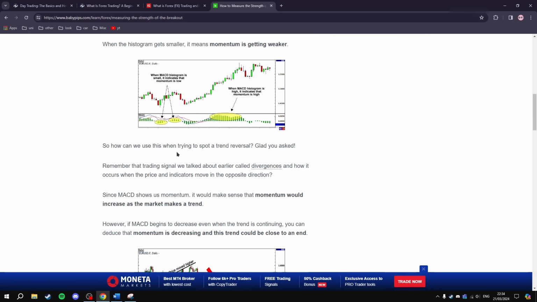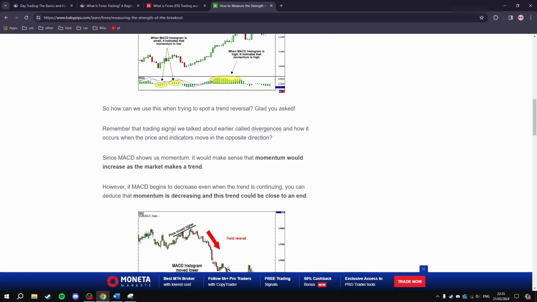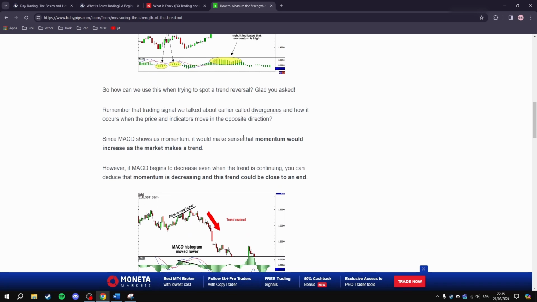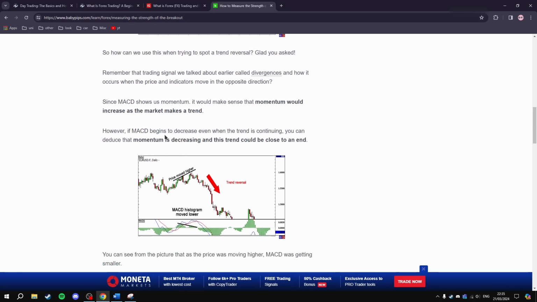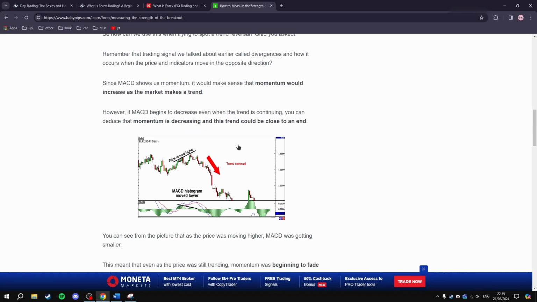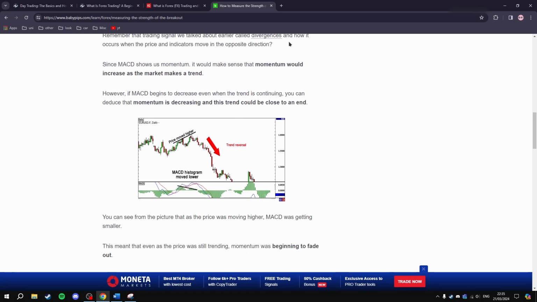So how can we use this when trying to spot a trend reversal? Glad you asked. Remember that trading signal we talked about earlier called divergence, and how it occurs when the price and indicators move in the opposite direction? Yep. Since the MACD shows us momentum, it would make sense that momentum would increase as the market makes a trend. However, if MACD begins to decrease, even when the trend is continuing, you can deduce that momentum is decreasing and this trend could come to an end. Could be close to an end.